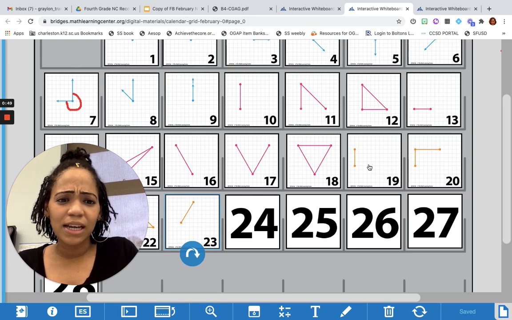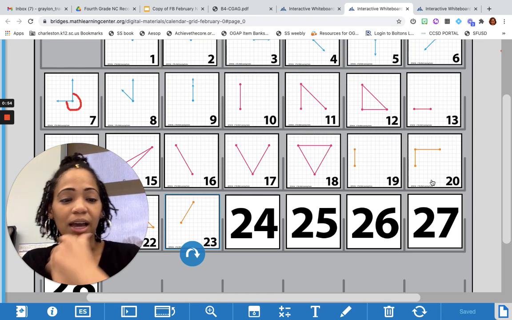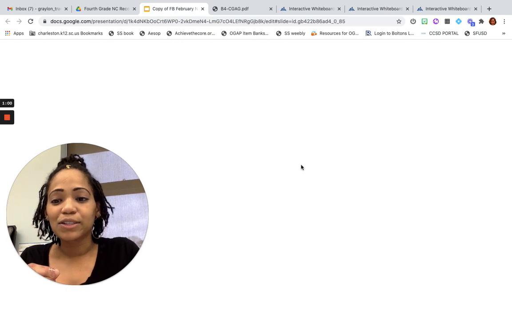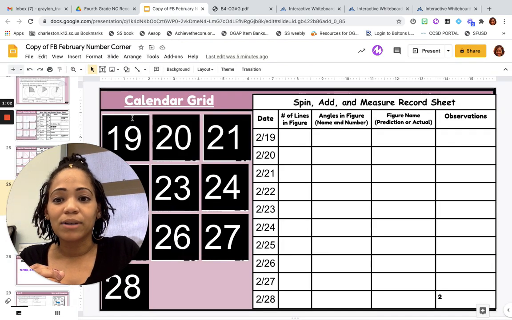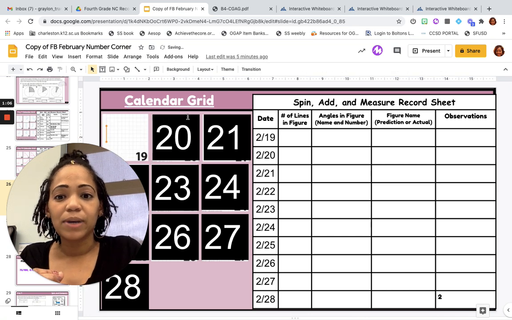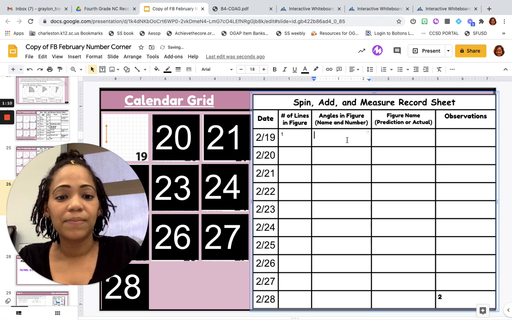So we looked at the 19th. We know it was a line segment. Look at the 20th. Now we have a right angle here. Do you see that? We have two line segments together, and it has created a right angle. So I'm going to fill that in for us. So we got the 19th, which is 1. There are no angles, and it's just a line segment.